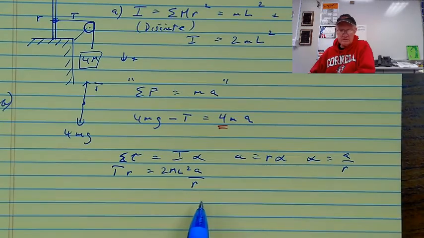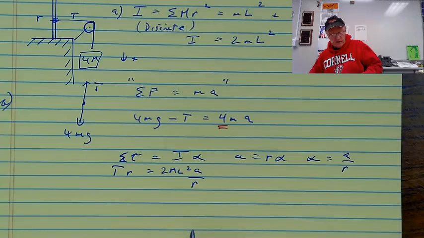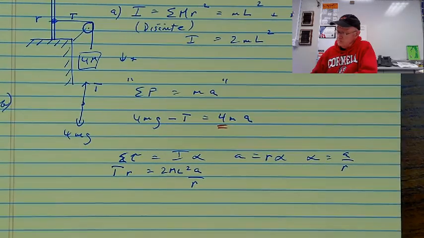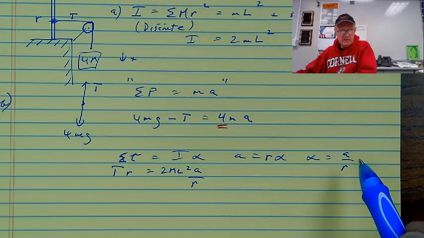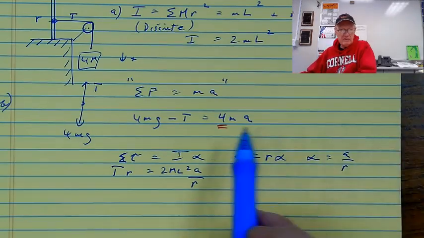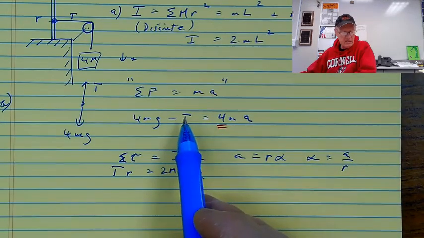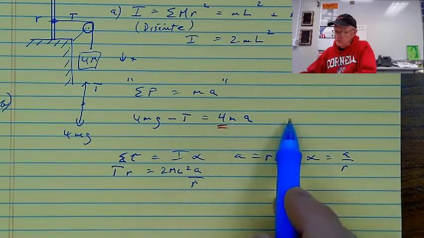Okay, so I need to bring all these things together. What do you think? How about if I solve this one for t? I'm going to solve that one for t. So if I bring the t over to here and I subtract this over here, I end up with this expression. T is equal to 4mg minus 4ma.